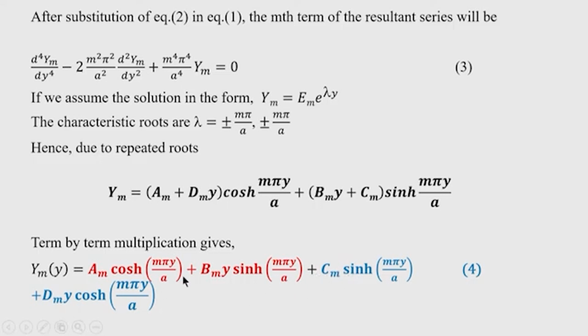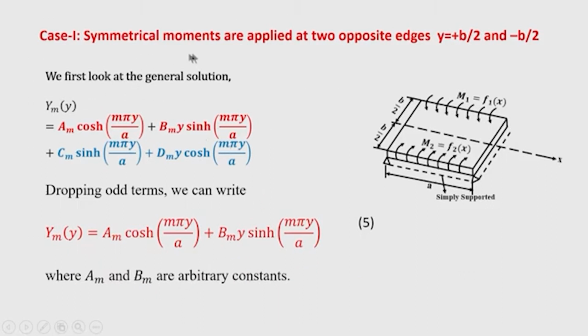Now, in our problem we first consider that symmetrical moments are applied on the two opposite edges, that is, M1 is equal to f1 x and M2 is equal to f2 x, but f1 x is equal to f2 x. So we get the solution only with the red terms of the expression, that is, the symmetric functions, dropping the odd terms, the blue color terms. Accordingly I have written this solution as Y m y equal to A m cos hyperbolic m pi y by a plus B m y sin hyperbolic m pi y by a.